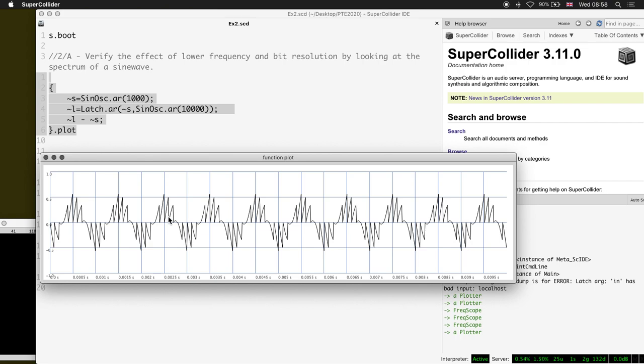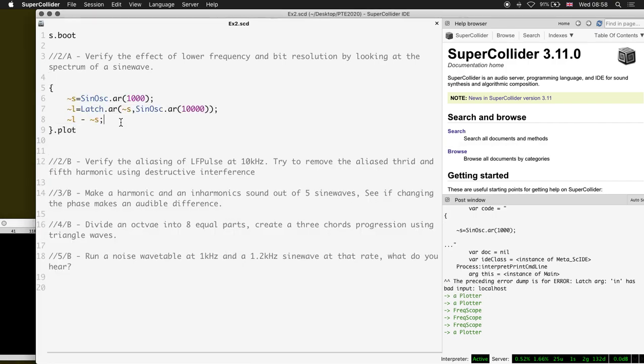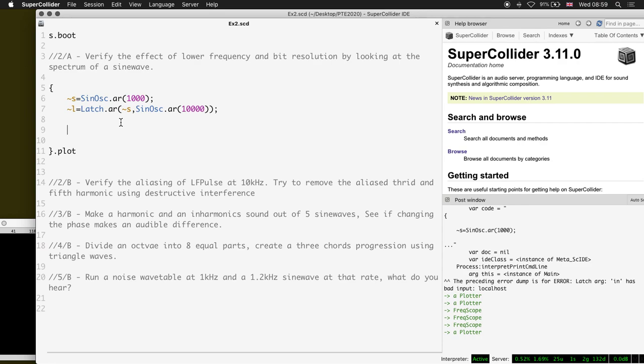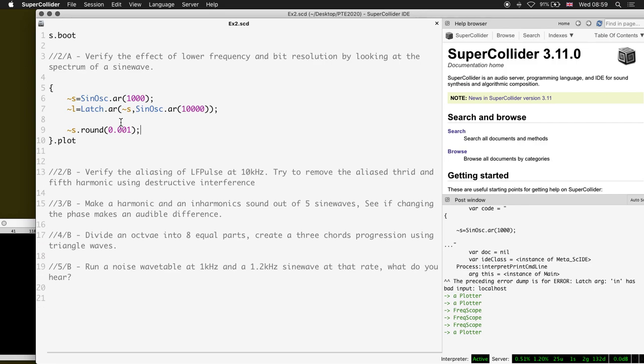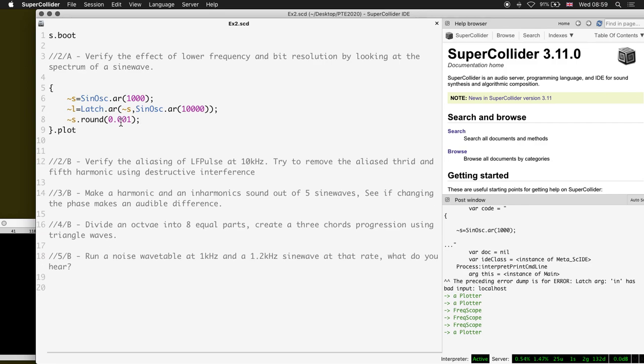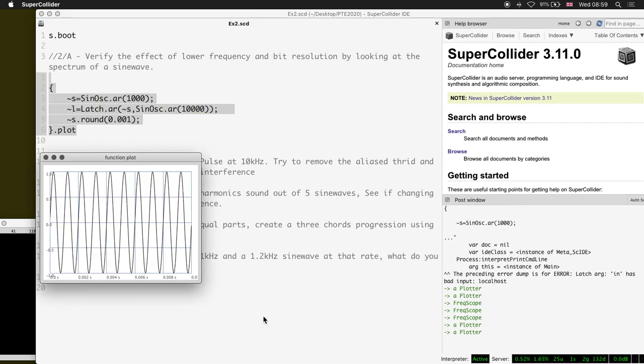Looks nice. Anyway, that is then the reduction of sample rate, and then we can do a reduction of bit rate, which means that we compromise the vertical resolution. And we do that by rounding our signal, and then I can specify what we are rounding it to. That should do something. Let's see if that does something.